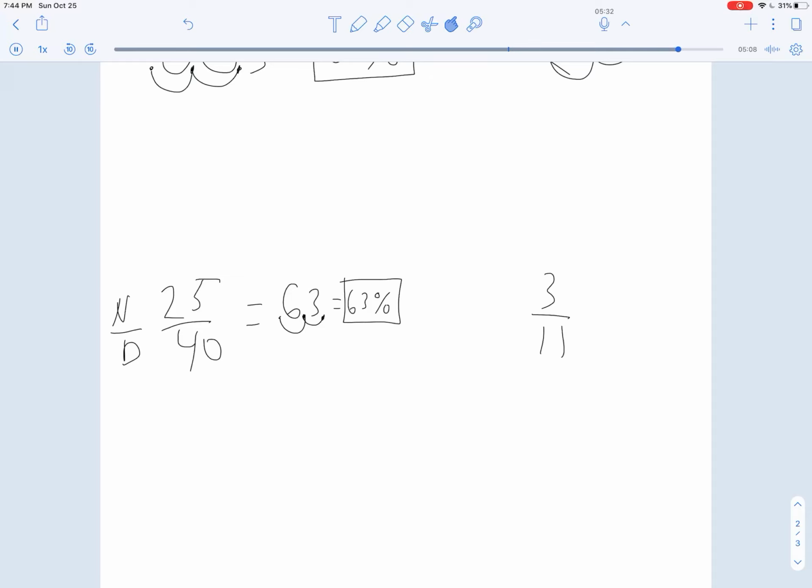All right, and our last question, 3 over 11. Numerator divided by denominator. 3 divided by 11 equals 0.27. Move it 2 spots to the right, and we get 27%.